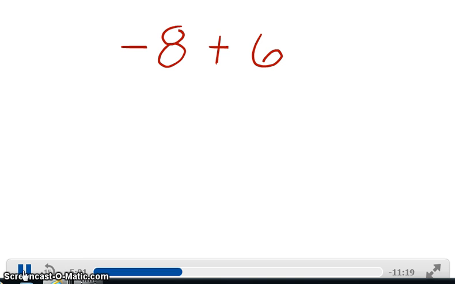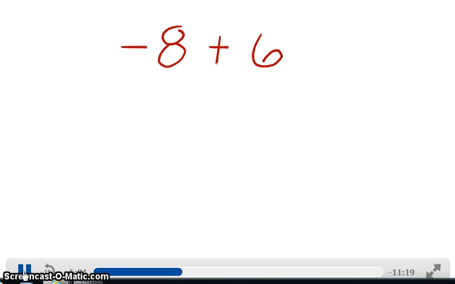So once we rewrite the problem as negative 4 plus negative 4, then you can see that our addition rules apply. Well, if we look at the signs, they are both negative. Our addition rules say if signs are the same, add the numbers, keep the sign. 4 plus 4 equals 8. Both numbers are negative, therefore our answer is negative 8.